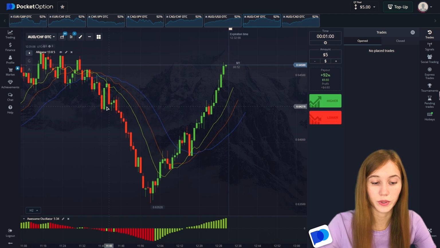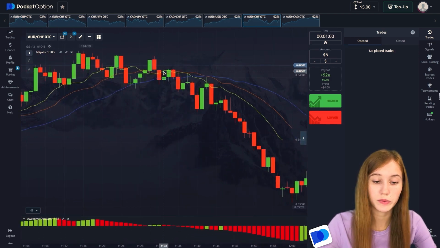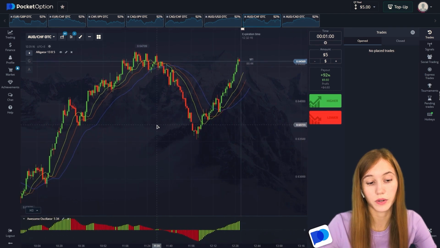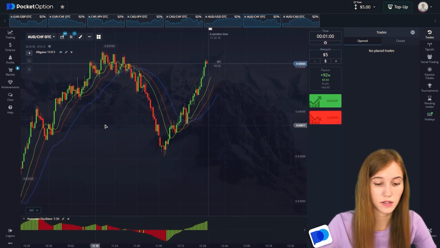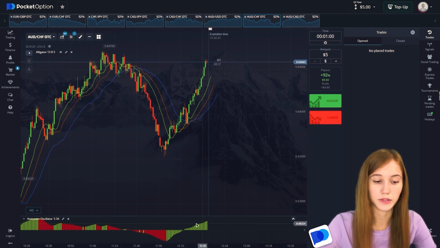ends. The green moving average is dominated by the upward trend, blue by the descending. Red is the average between two moving averages, and when we cross one of the lines, this is a signal for trend change. It's very important.